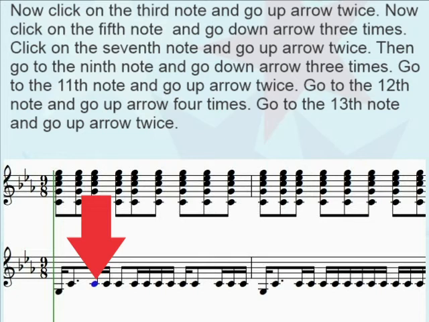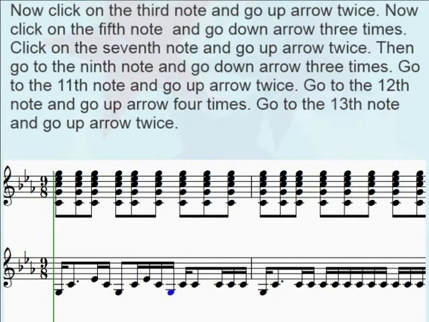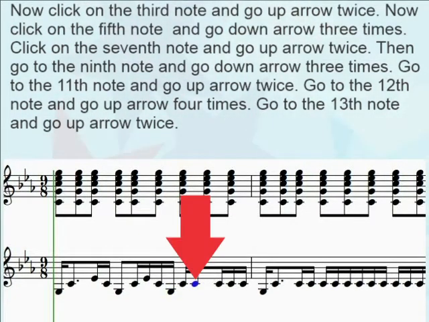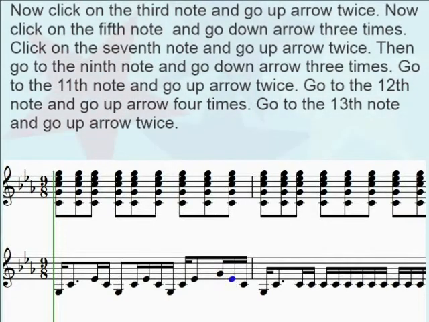Now click on the 3rd note and go up arrow twice. Now click on the 5th note and go down arrow 3 times. Now click on the 7th note and go up arrow twice. Then go to the 9th note and go down arrow 3 times. Then go to the 11th note and go up arrow twice. Go to the 12th note and go up arrow 4 times. Go to the 13th note and go up arrow twice.